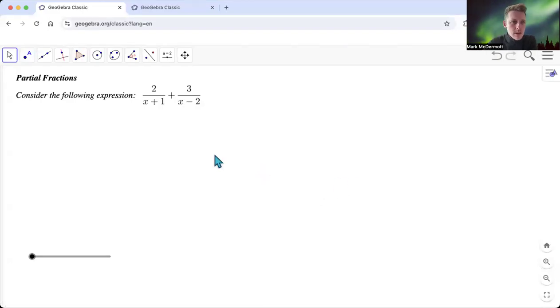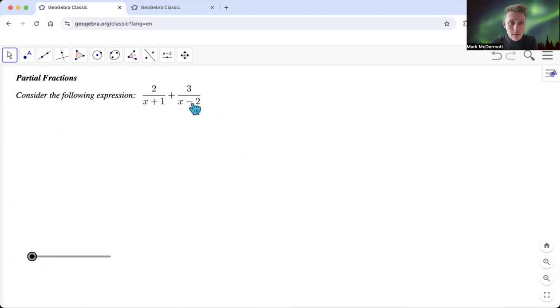So what we're going to do is look at partial fractions, and I reckon we can get to an understanding of partial fractions by our current understanding of fractions. So if we look at something like this, consider the expression 2 on x plus 1 plus 3 on x minus 2. If we were to get common denominators here, you might recall that you need to get the denominators to be common.